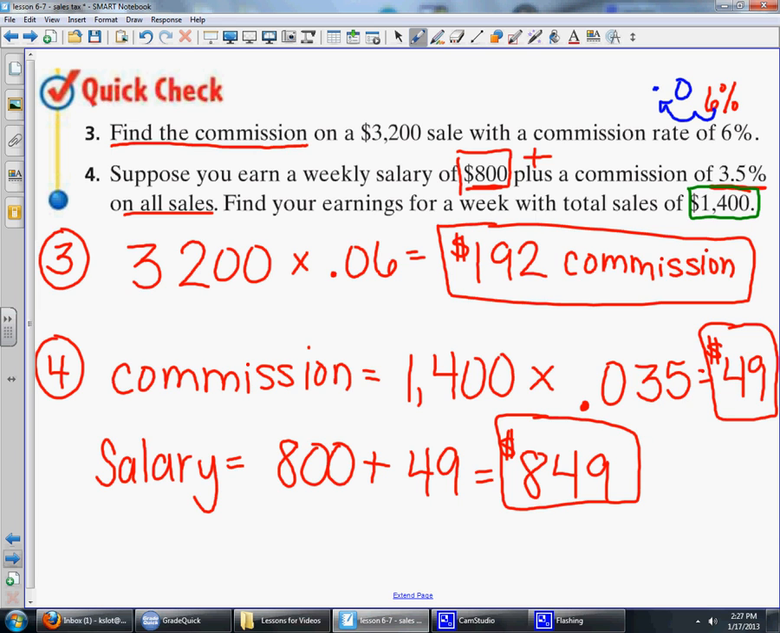So you can see the higher your sales are, the more your pay is going to be when you're making a commission. So that motivates people to want to sell more.